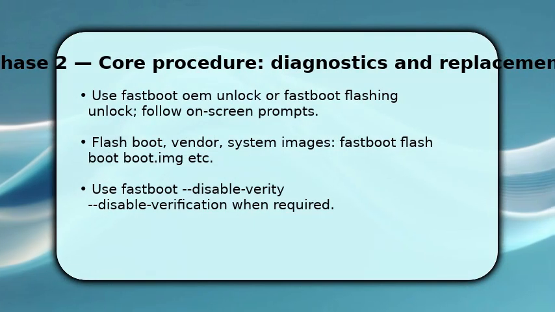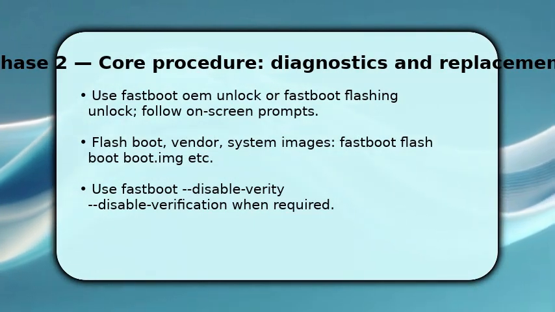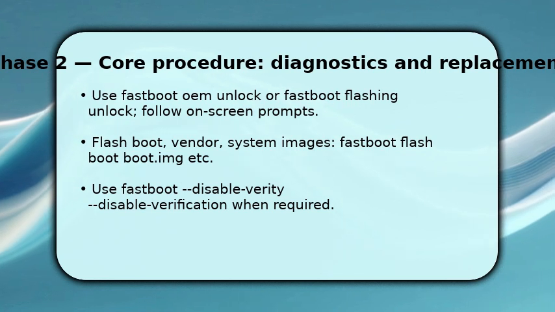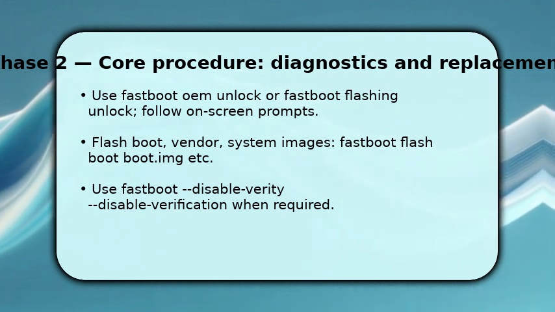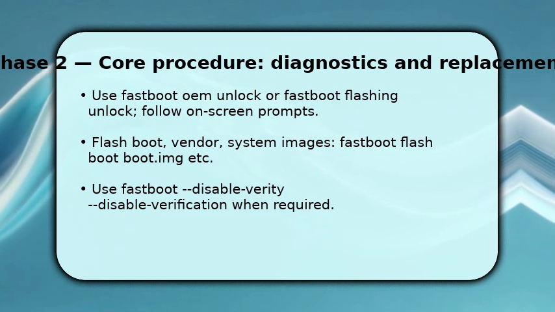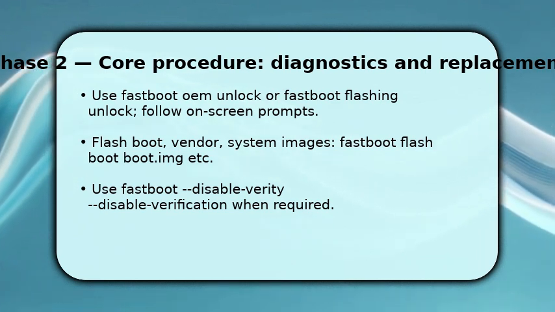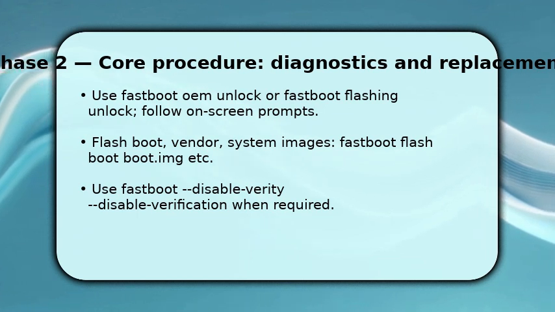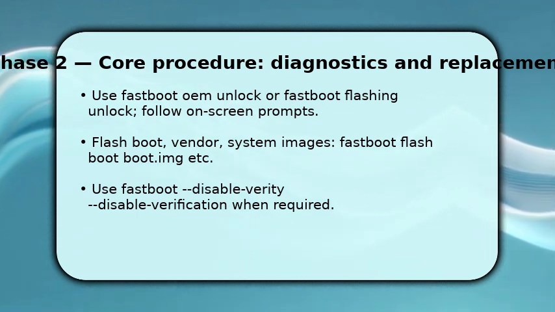Once the bootloader is unlocked, you flash the core Nothing OS components. First, verify fastboot devices lists your phone. Then flash images in order: boot, vendor, system. Use explicit commands like fastboot flash boot boot.img, fastboot flash system system.img.